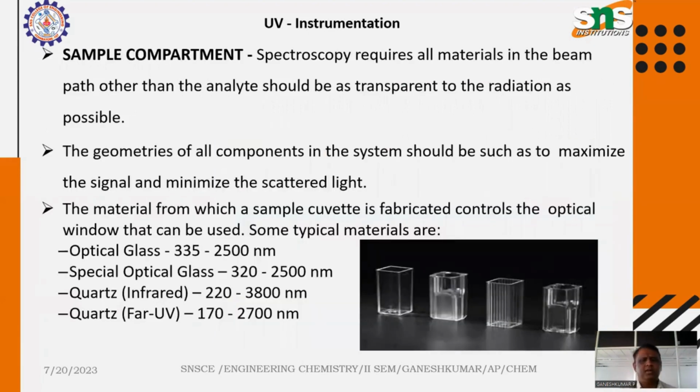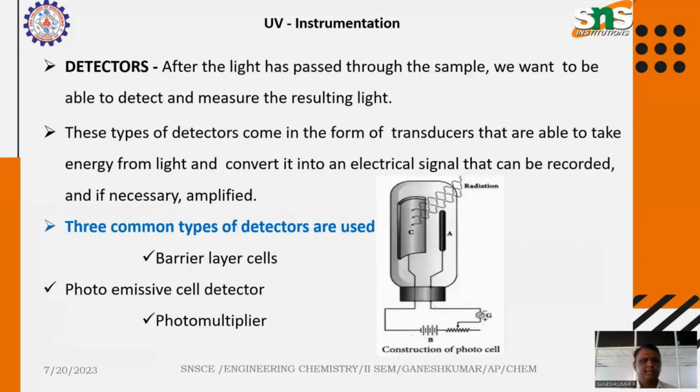The sample compartment is usually made up of an optical glass or a quartz material. It is transparent at two ends, and it is opaque at the other two ends. The opaque region is for us to hold the cuvettes, and the other two transparent ends allow the light to pass through it. Here, we add the chemicals which we want to analyze.